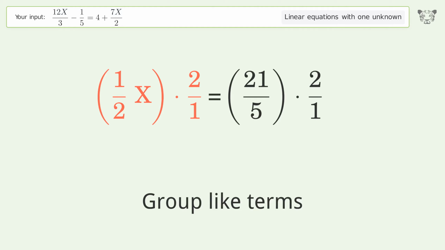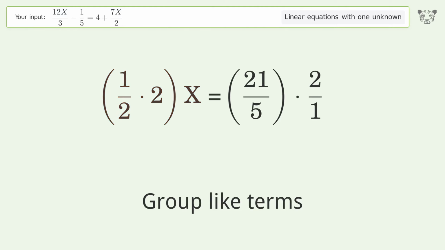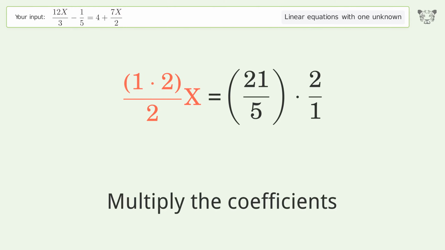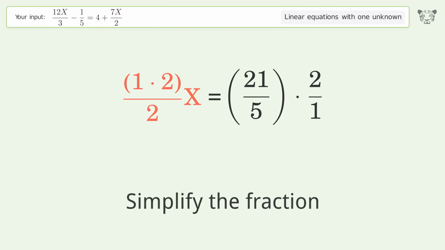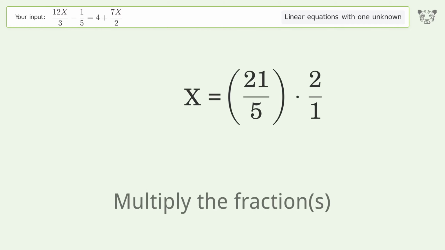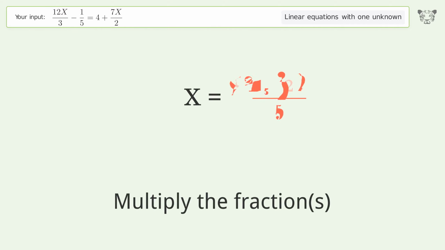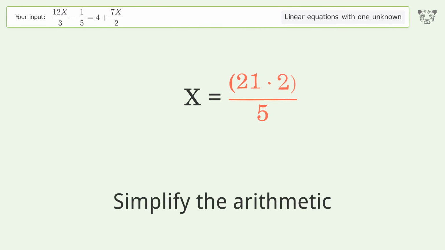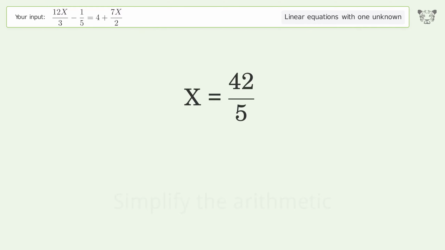Group like terms. Multiply the coefficients. Simplify the fraction. Multiply the fractions. Simplify the arithmetic. And so the final result is x equals 42/5.